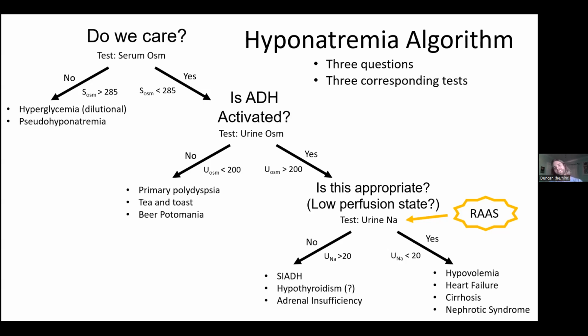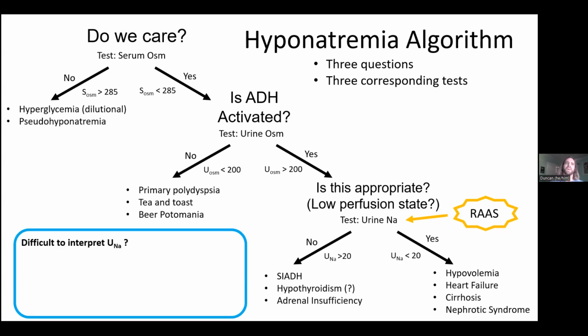Oftentimes in the hospital, I find we are going back and forth. The urine osms are typically high for most hospitalized patients, and then sometimes you get a urine sodium that's maybe like 25, 30, a little bit in the middle. So we're going back and forth between: is this just from their heart failure, maybe a little bit of congestion? Is there some other component of SIADH? There's a couple of things I find really helpful in this situation.